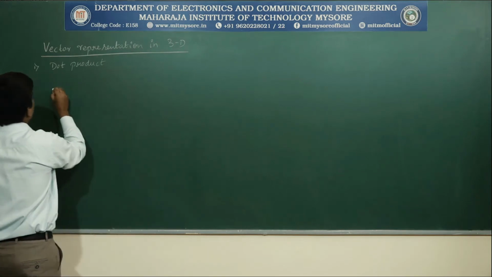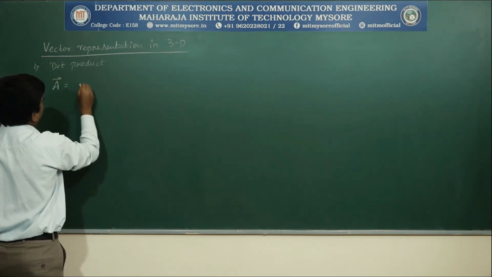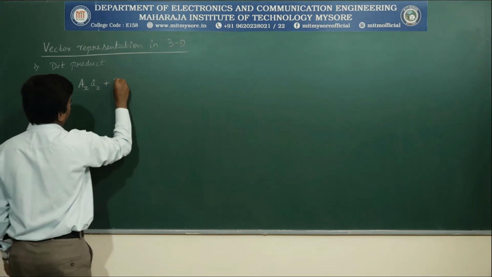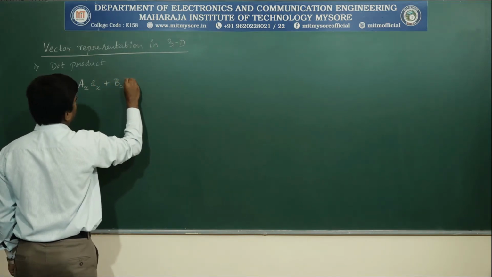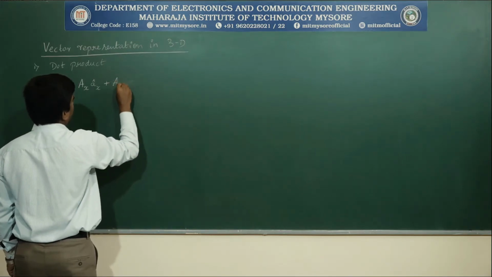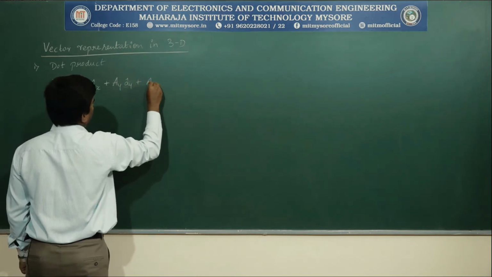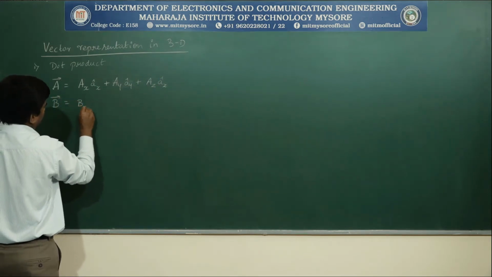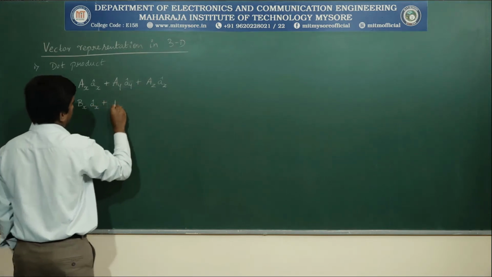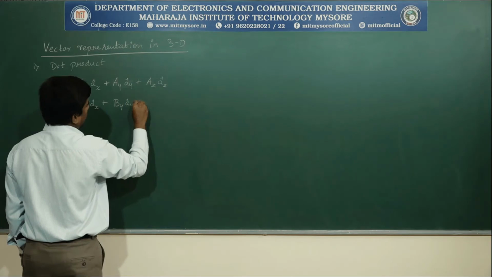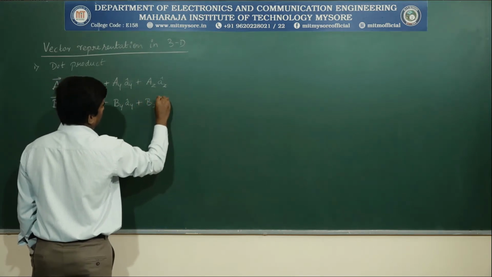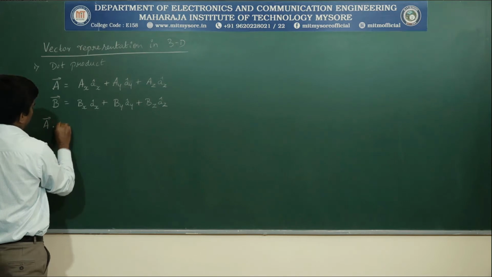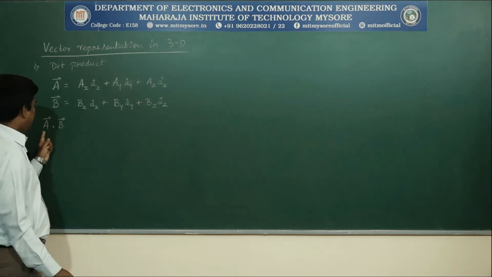So here in this case, let us represent vector A in terms of the Cartesian coordinate system, that is Ax into A cap x plus Ay into A cap y plus Az into A cap z, and vector B is represented as Bx into A cap x plus By into A cap y plus Bz into A cap z. Now what is the agenda? We need to perform the dot product between coplanar vectors A and B. We need to find A dot B.